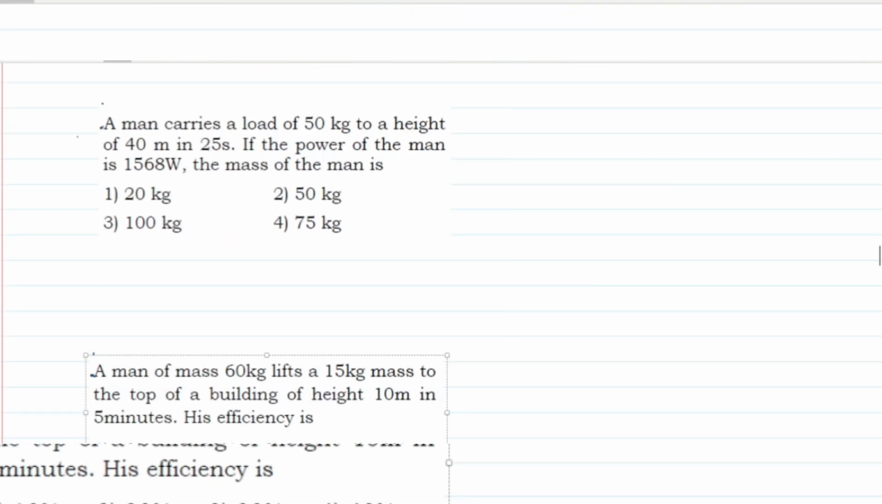The next question says a man carries a load of 50 kg to a height of 40 meter in 25 seconds. If the power of the man is 1568 watts, the mass of the man they are asking.